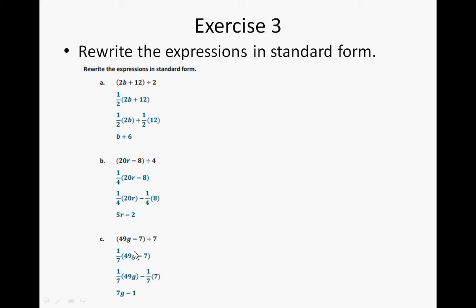And for part C, multiplying by 1/7. 1/7 of 49 is 7. And 1/7 of 7 is 1. Or in this case, -1.